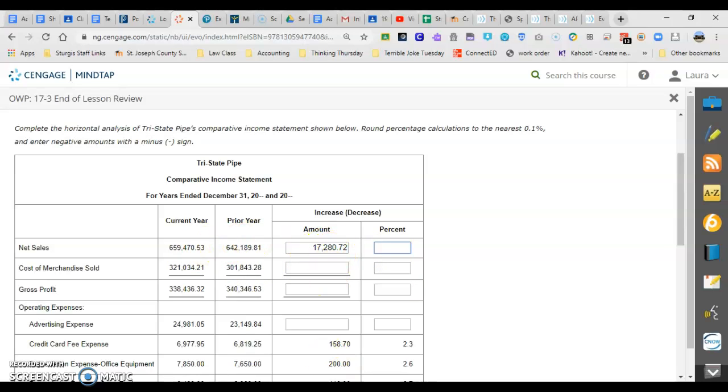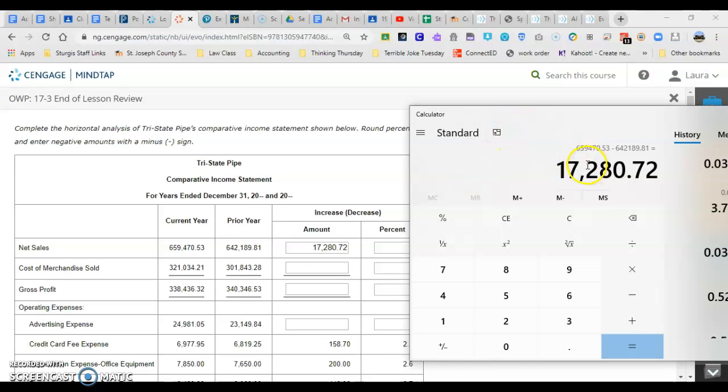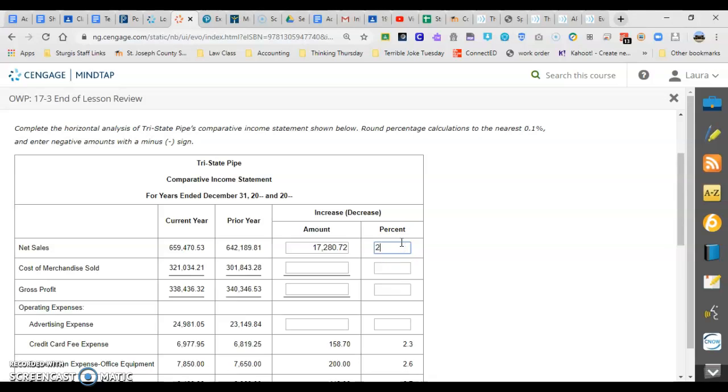So then to find the percent, we're going to take the amount divided by the prior year. So we're going to take this divided by 642,189.81, and that gives us 2.7%. If I round that, times by 100 so you can see here. And we're looking at this number. We're going to go out like one decimal. So we're going to go 2.7%. That means that our sales increased 2.7% from the previous year.